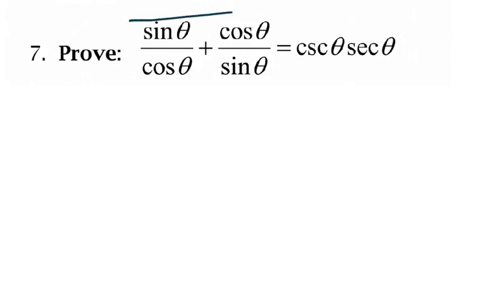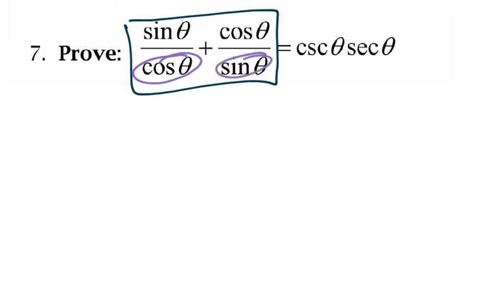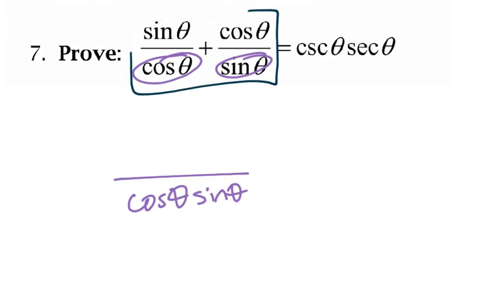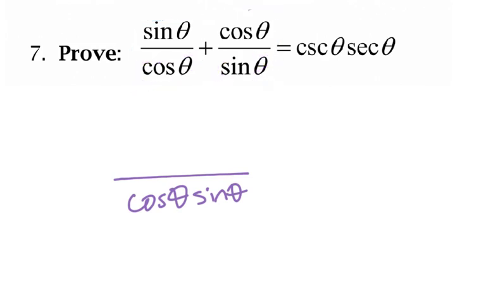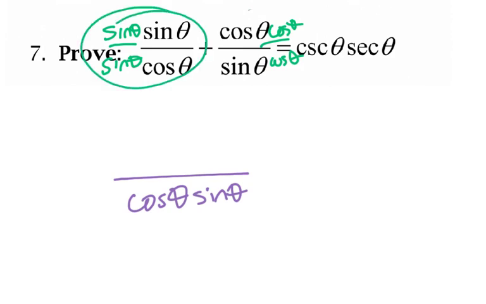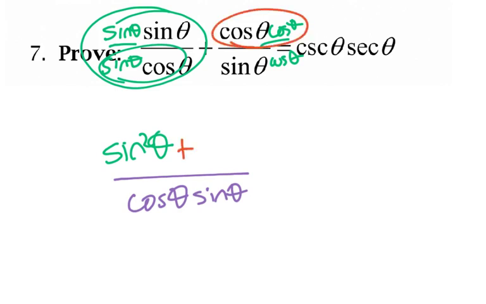I'm adding fractions. That's what it says to do. So what do you know about when you add fractions? What do you have to have? We have to have a common denominator. So if I look at my denominators, I'm going to have cosine theta, sine theta. That will be my denominator. To get that, I'm going to multiply by 1. I'm going to multiply this one by sine theta over sine theta, and this one by cosine theta over cosine theta. So this one turns into sine squared theta over sine cosine, and the next one is cosine squared theta.